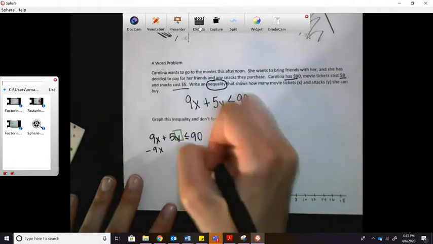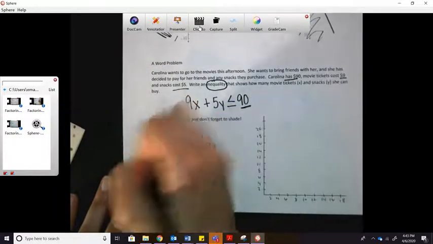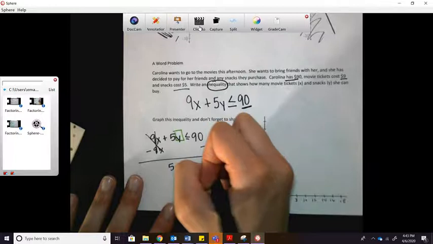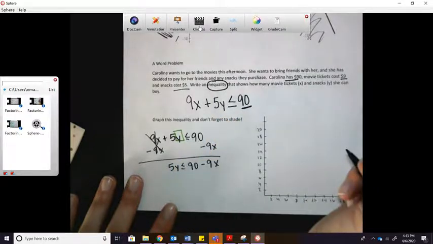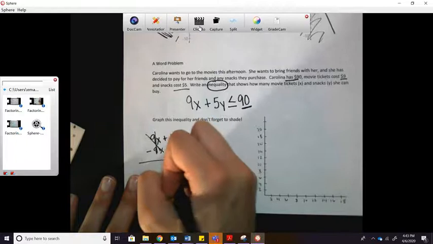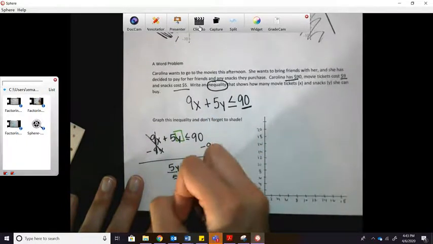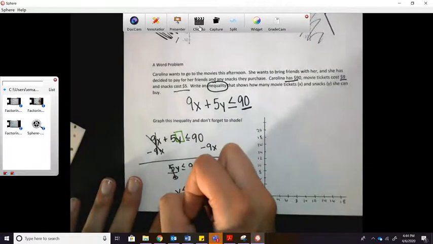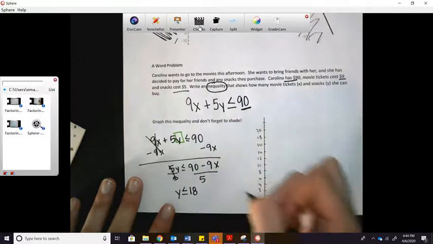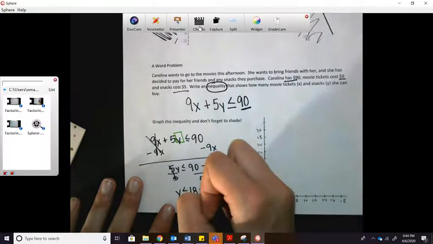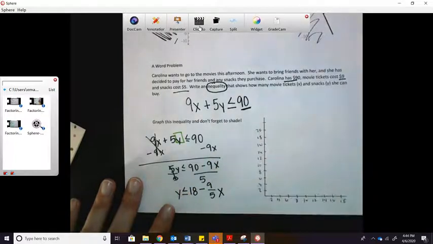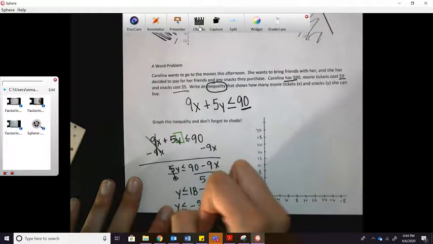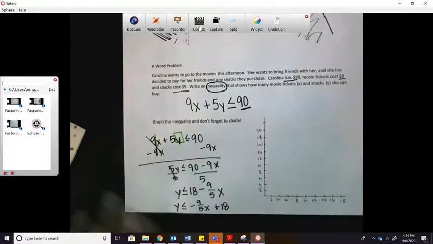So I'm going to start by subtracting 9x, bringing everything down, and then dividing by 5. Now, when you do this, 90 divides by 5 pretty easily, 18, but 9 does not divide by 5, and that is okay. So we can leave it as a fraction. When we do this, we can rewrite this, putting the slope in front, and then our y-intercept on the end.